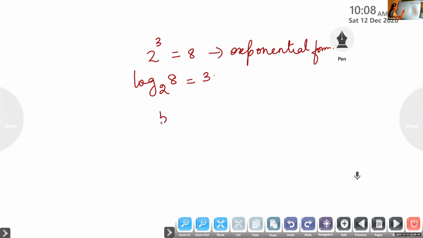What is 5 square? Annette, 5 square is? 25. So this is an exponential form. What is the corresponding logarithmic form? Log 25 to the base 5 is 2.